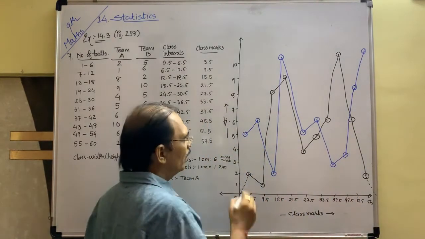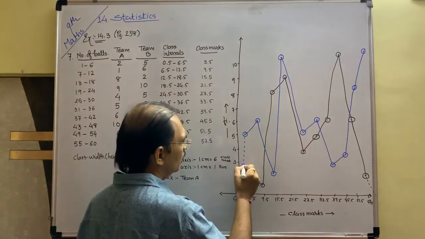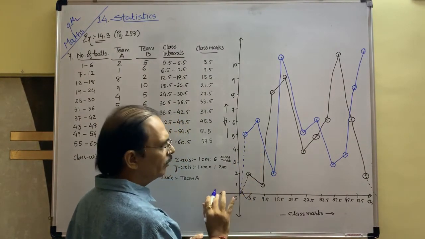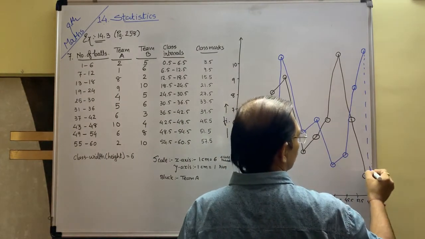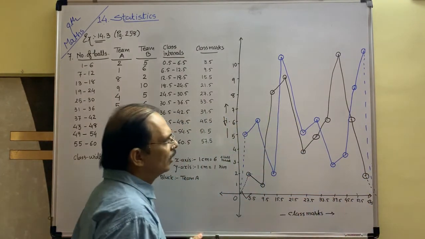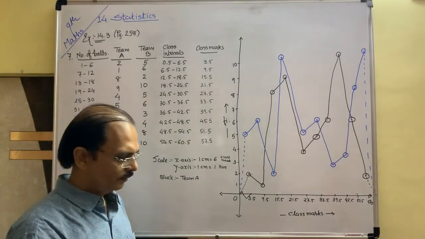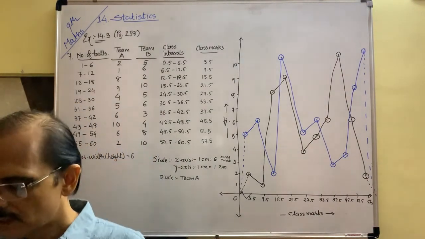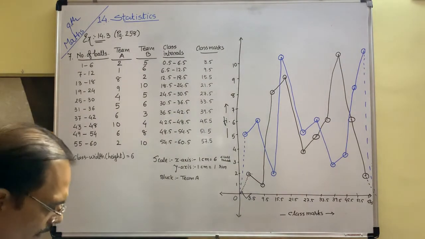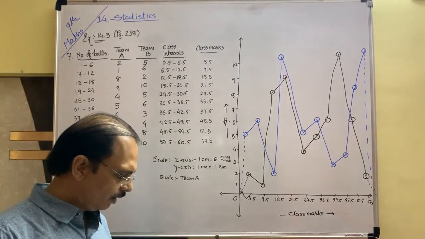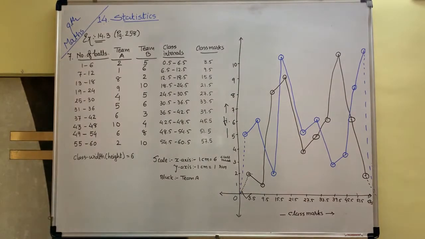The mountain is open from the ends, so you have to join it with a dotted line 1 centimeter before and here 1 centimeter after. So this is the frequency polygon of both the teams. Now any other question which is not given, so we can start now.